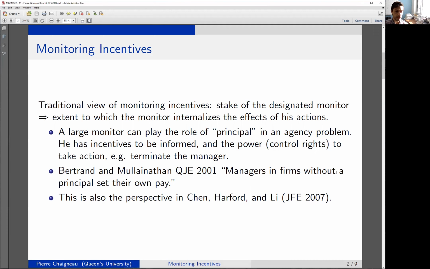So this is consistent with many papers. For example, in Bertrand and Mullainathan, when they look at pay for luck, they conclude that managers in firms without a large blockholder, so that they call without a principal, set their own pay. This is the perspective of many other papers as well.